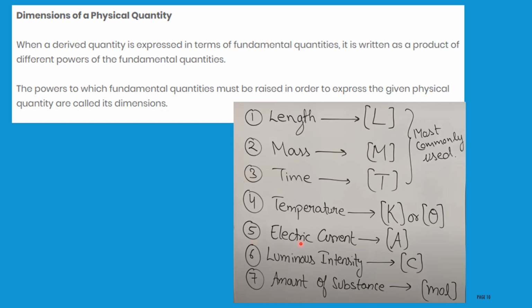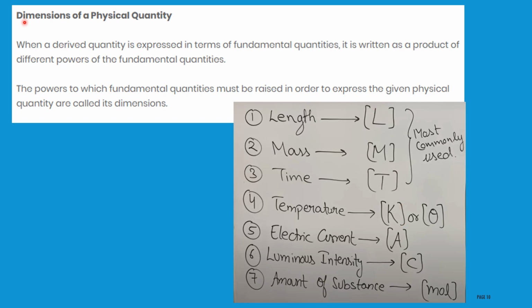Then the fifth one, electric current. The SI unit of electric current is ampere. We will use the first letter, capital A. For luminous intensity, candela, we will use only C to represent its dimension. Then amount of substance. The SI unit of amount of substance is mole. For that we will use only mol, M-O-L. These are the 7 fundamental physical quantities. To represent these quantities in terms of dimension, we will use these symbols.